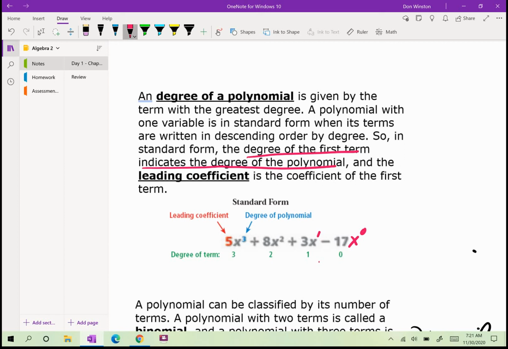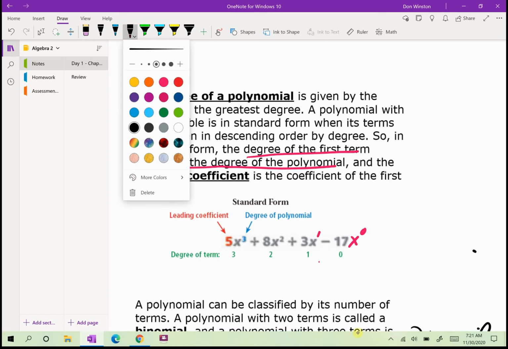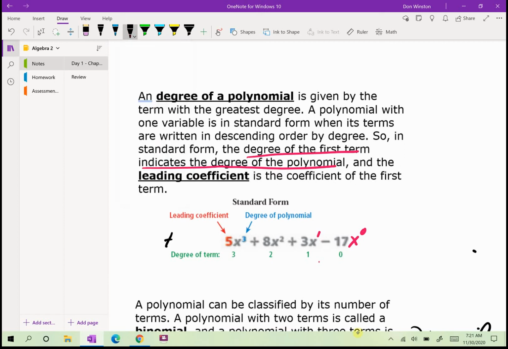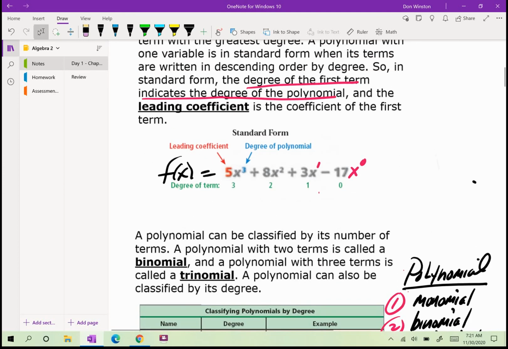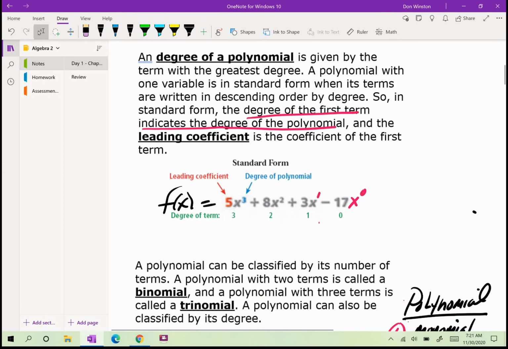So this polynomial, if I wrote it as a function, f of x equals 5x cubed plus 8x squared plus 3x minus 17, the degree of that polynomial would be 3. Okay. So the degree of the first term indicates the degree of the polynomial.